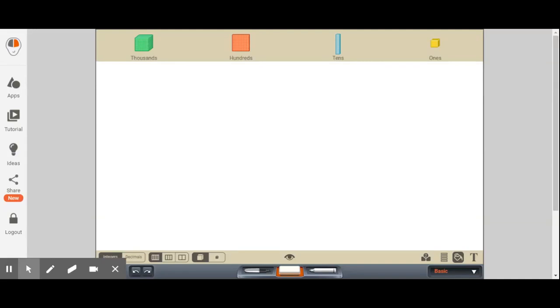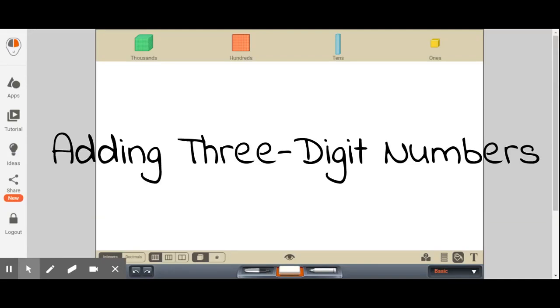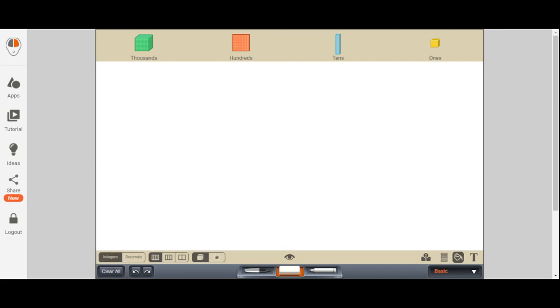Everybody, today we're starting our unit on adding 3-digit numbers. So we've already practiced a little bit with our place value unit, adding hundreds or adding tens. Let's go ahead and review that before we get into our new information that we'll be working on this week.